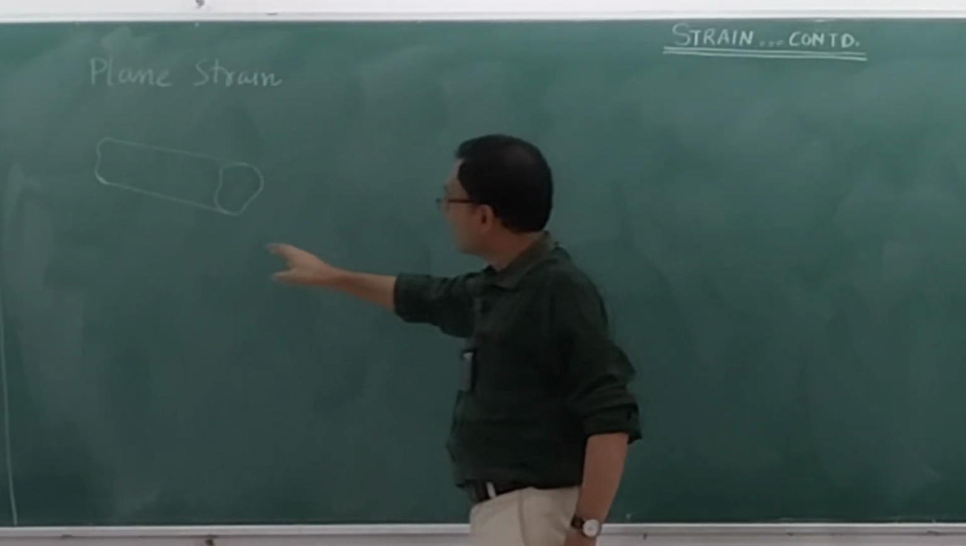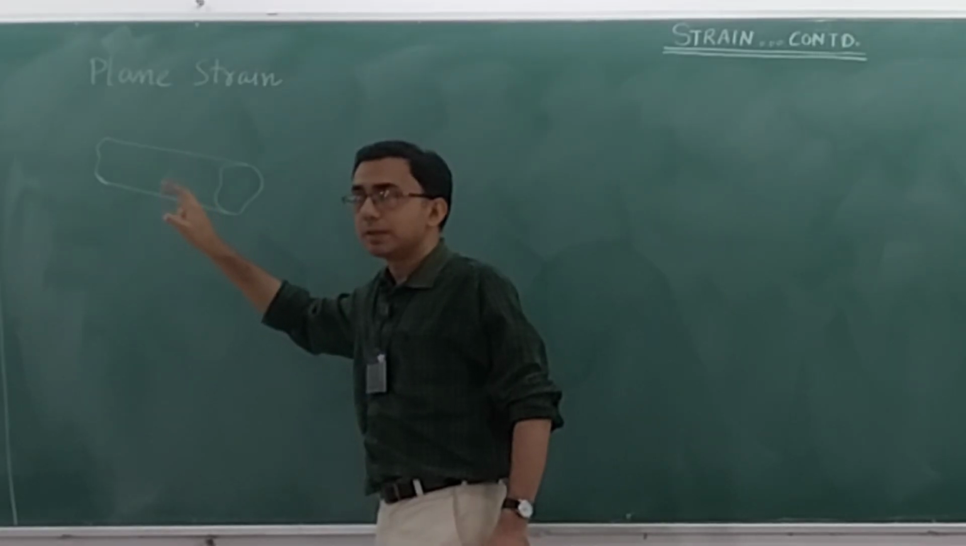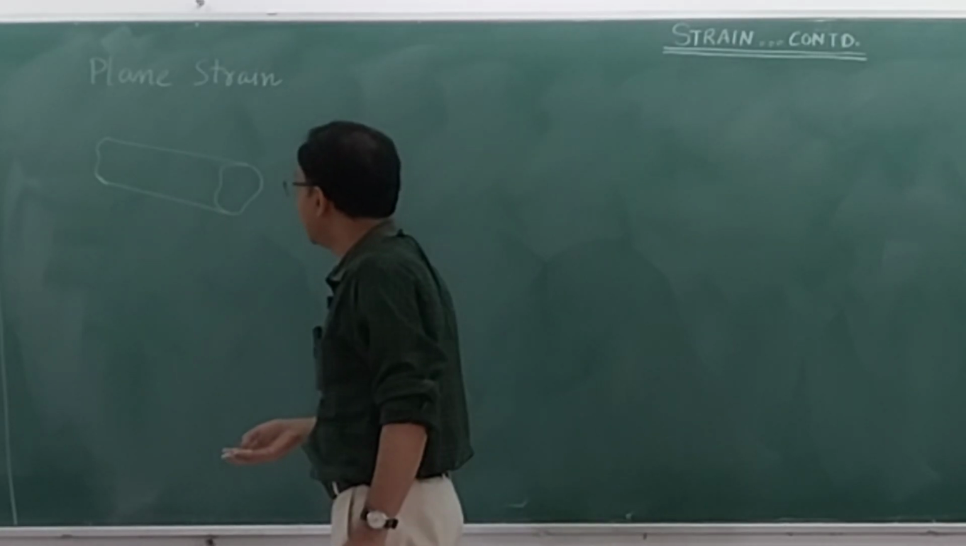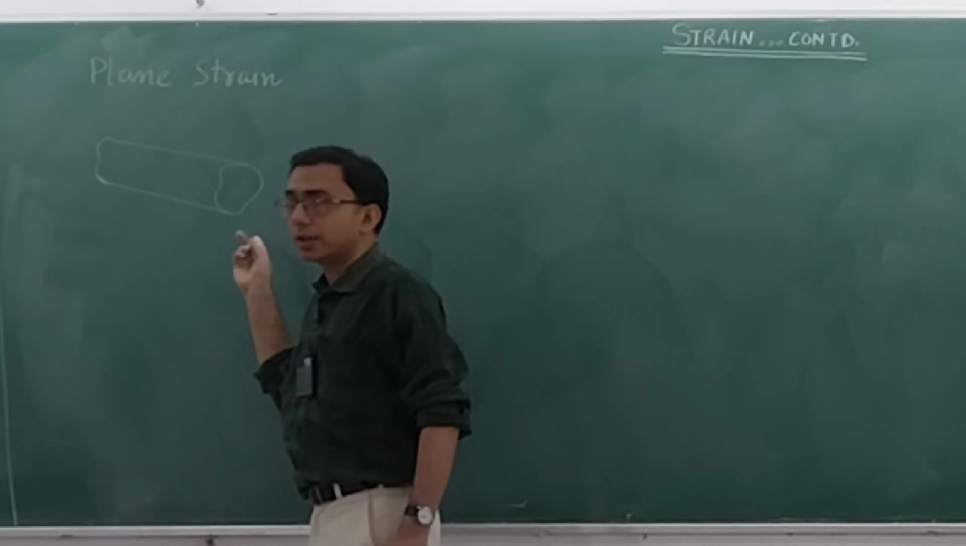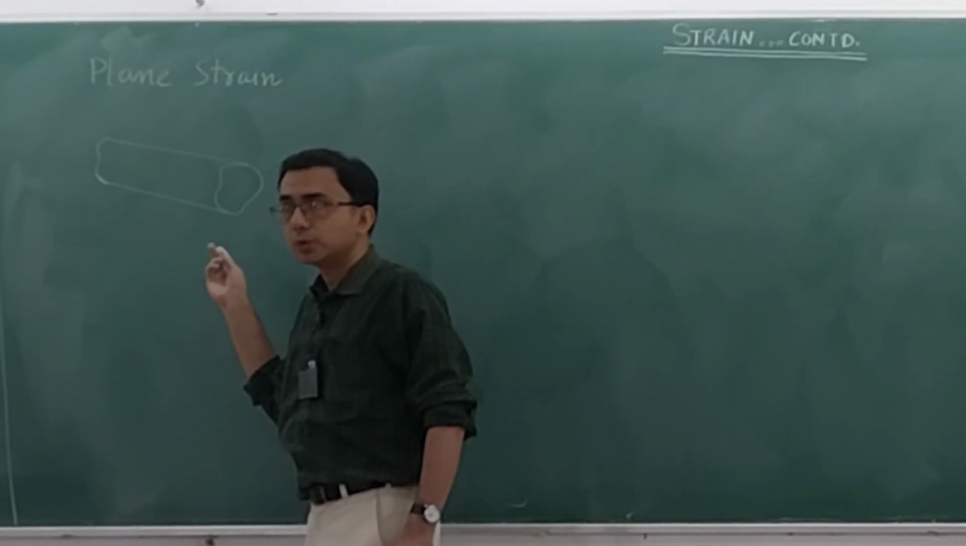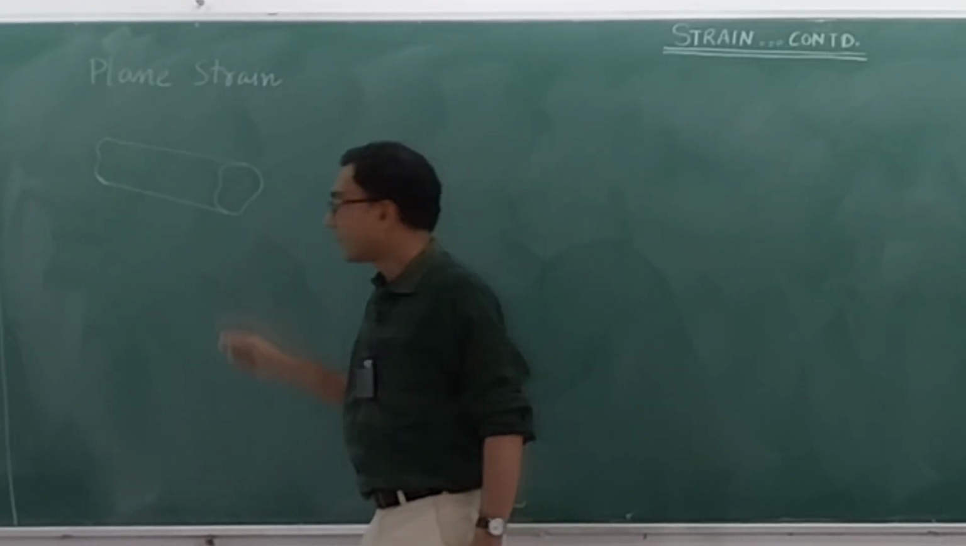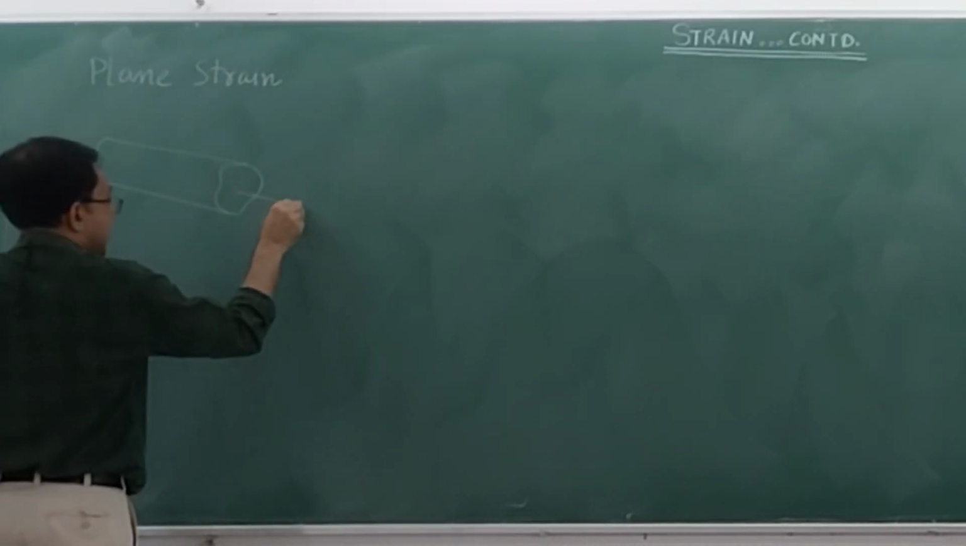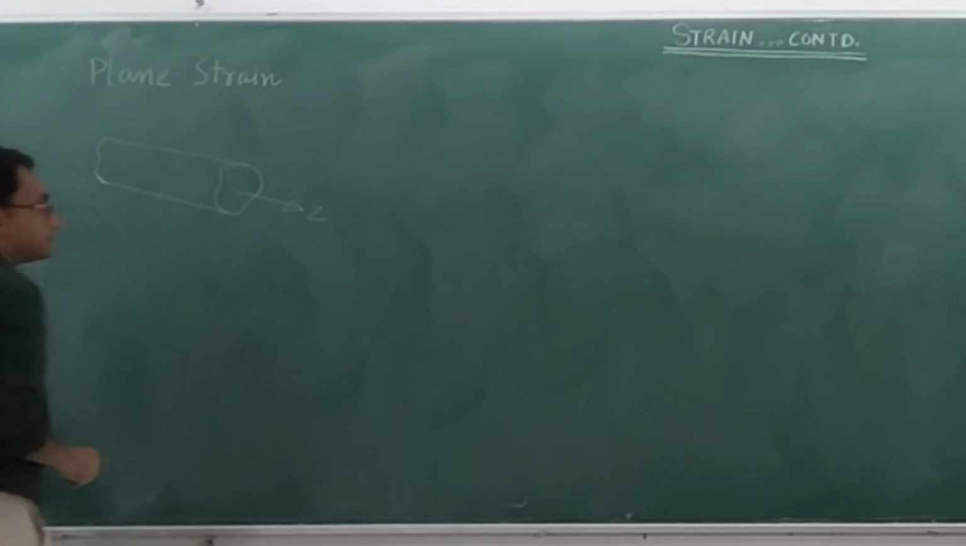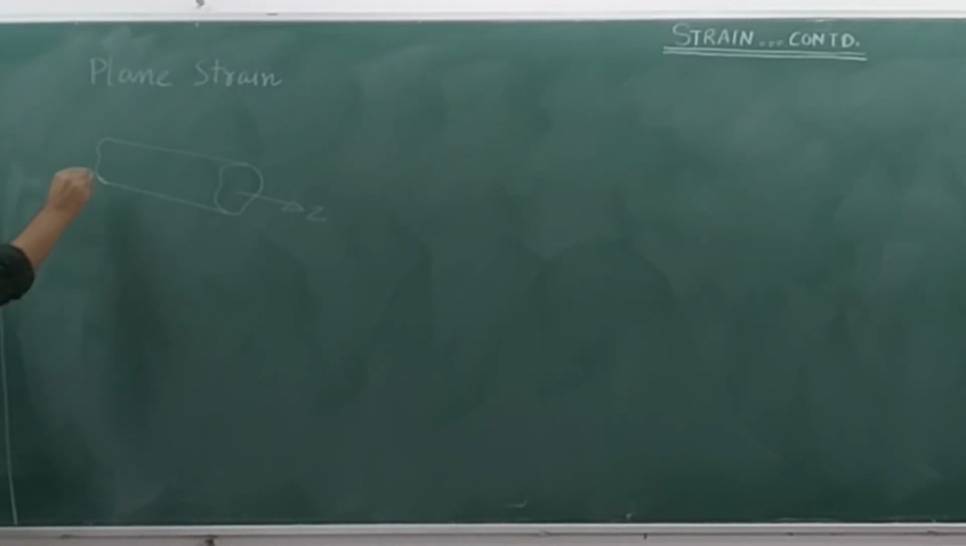So in this situation, you are not going to have any variation along the longitudinal direction. There will also be no load in this direction. Let's say that this direction is the z, and let's say that this is x and this is y. This is a right-handed coordinate system, right? So x, y, z.